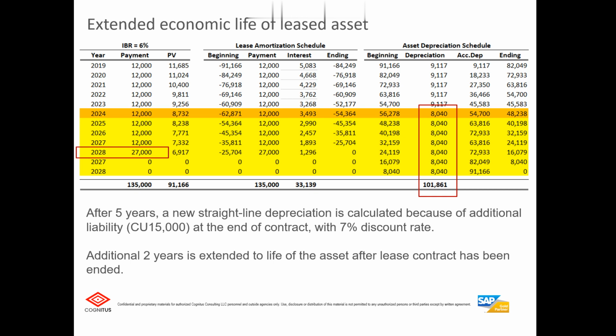As you can see, at the end of the contract a new straight-line depreciation has been calculated because of the additional liability, which is 15,000 currency units at the end of the contract with a 7% discount rate, which is 8,040 currency units, and an additional 2 years is extended to the life of the asset after the lease contract has ended. So now let's load the inception contract in Hamilton Engine and see if the numbers match.